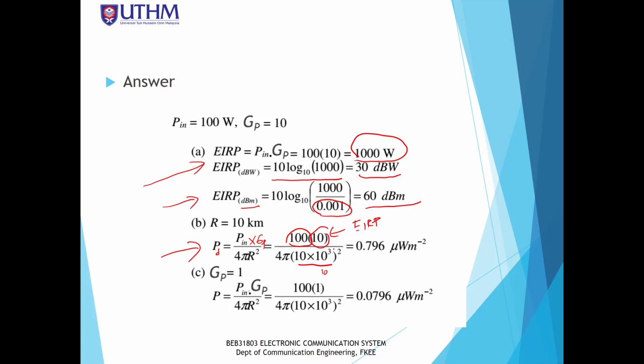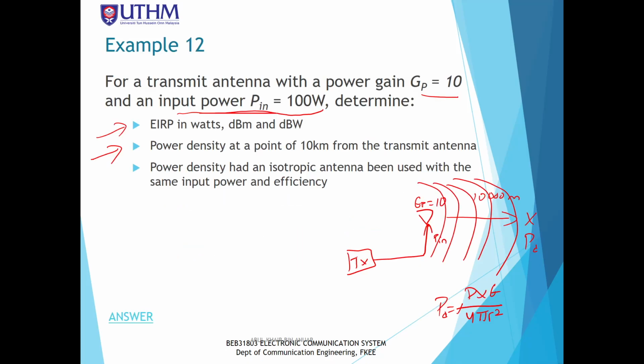10,000 meter square. So you're going to get 0.796. Try using your calculator, coba. You need to try using your calculator so that you can understand this. Okay, so we get 0.796. So what is the next question?